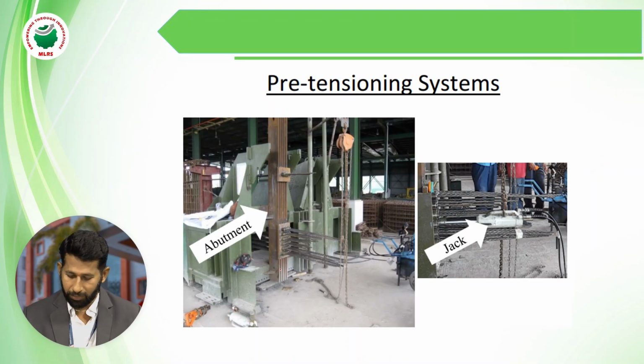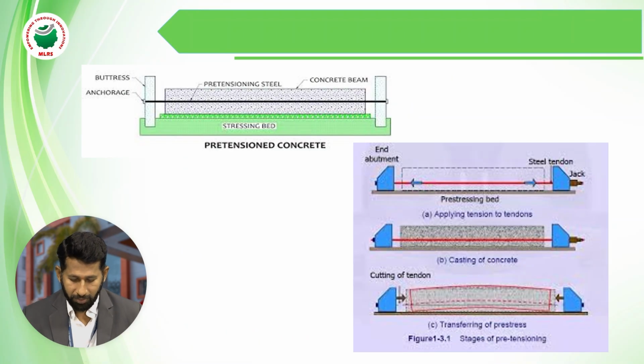See the manufacturing unit of pre-tensioning. This is the jack and this is the abutment: one end is the abutment, the other end is the jack. What is the process of pre-tensioning? One end is fixed, the other end is the anchorage. Tension is applied to the steel wires before pouring of the concrete. Now construct the concrete beam. This is the pre-tensioning bed.